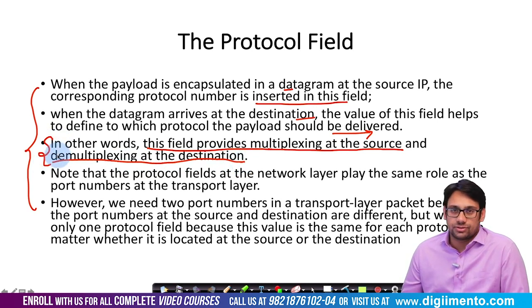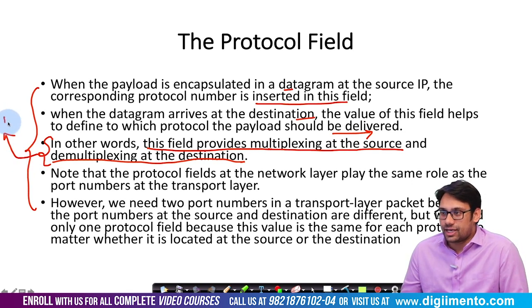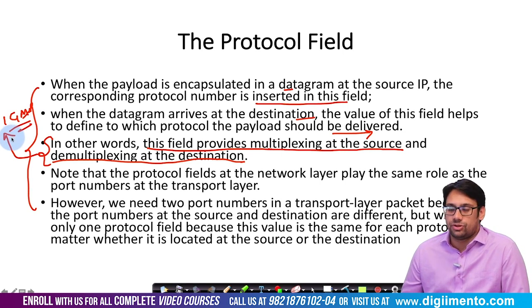So with the help of this field, I can tell whether it is an IGMP protocol or not. IGMP means Internet Group Messaging Protocol. That means you want to send a message to multiple hosts. So it's just like you have to do multiplexing or demultiplexing. So with the help of this field, you can do multiplexing and demultiplexing. Again, I'm going to discuss that in more detail.